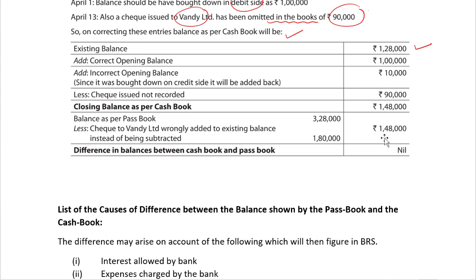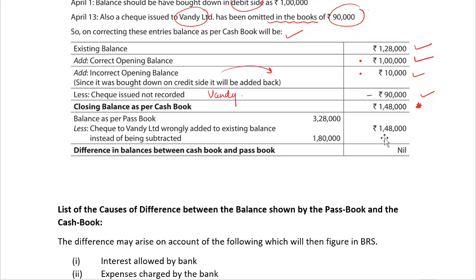Add correct opening balance, that is 1 lakh. Add incorrect opening balance, that is 10,000. Since it was brought down on the credit side, it will be added back. Because there is a wrong entry on the credit side, for rectification we will add it back on the debit side. So it is for the adjustment and this is for the original entry. Less check issued but not recorded to Vandy, 90,000. Closing balance as per cash book is 1,48,000.